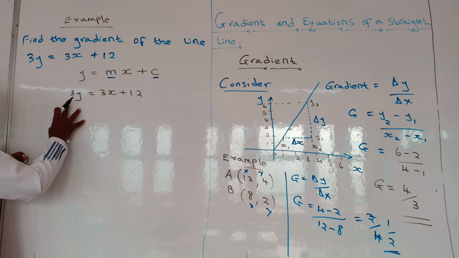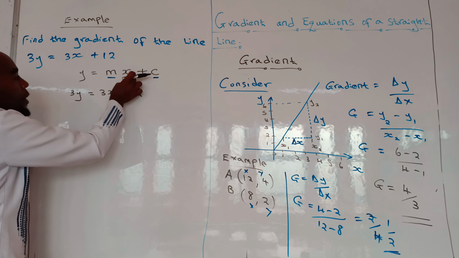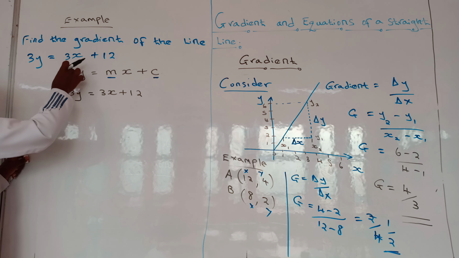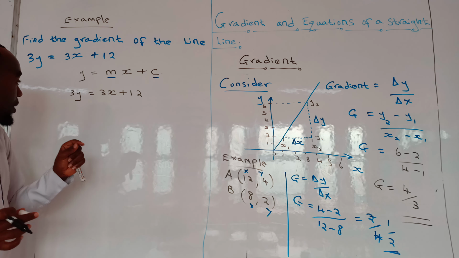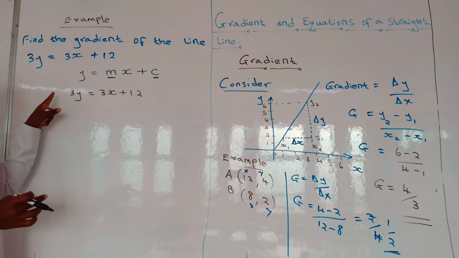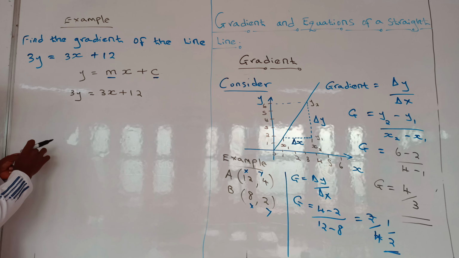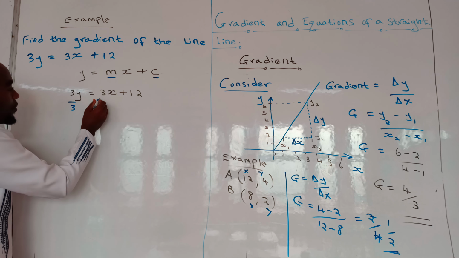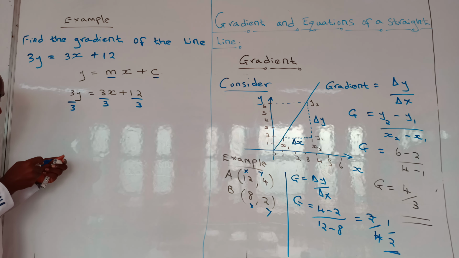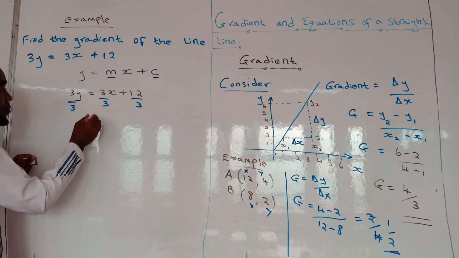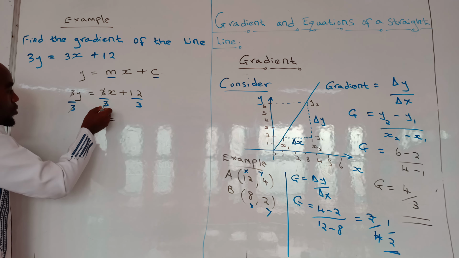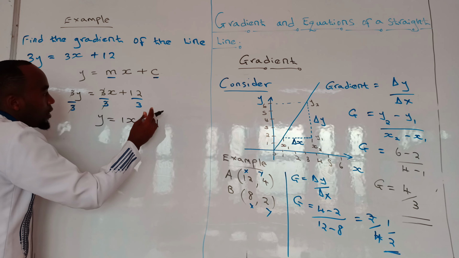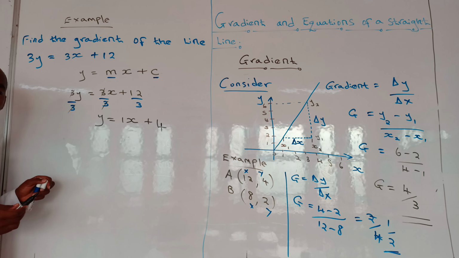We need to rewrite it so that it can be in the form of y is equal to mx plus c, where we make y the subject of the formula, and of course the coefficient of y should be 1. But you can see in our equation here, the coefficient of y is 3. Therefore, we will divide here by 3, divide here by 3, and divide here by 3. Therefore, when you cancel this, you get y is equal to 1x plus 12 divided by 3 is 4.